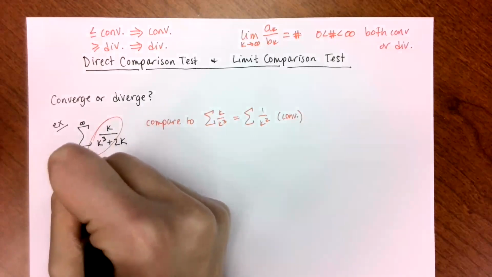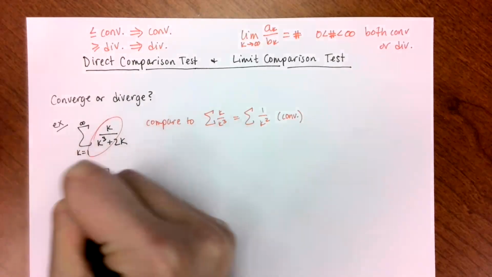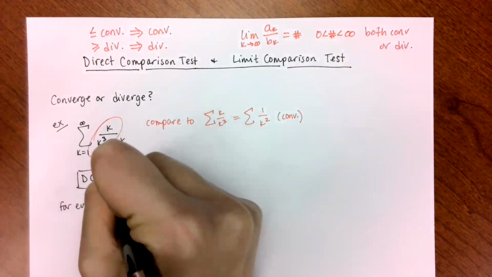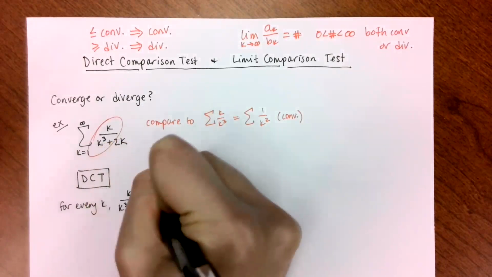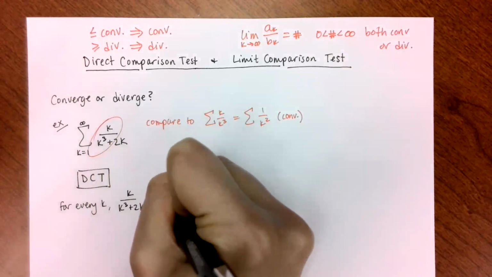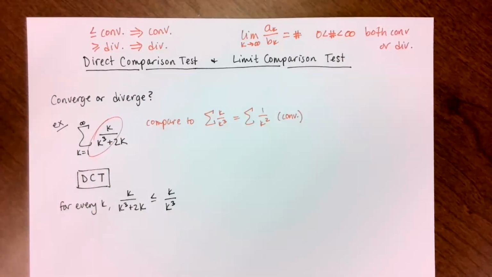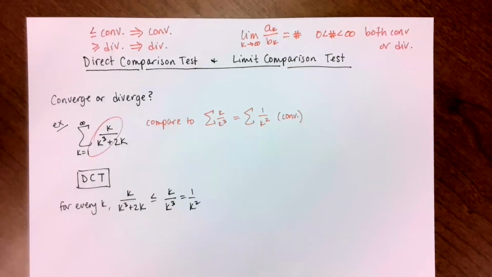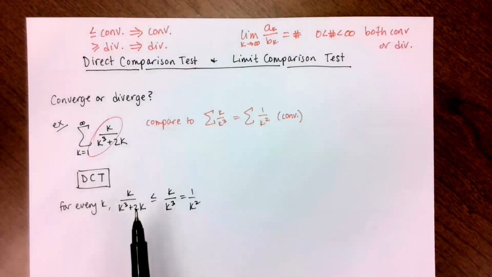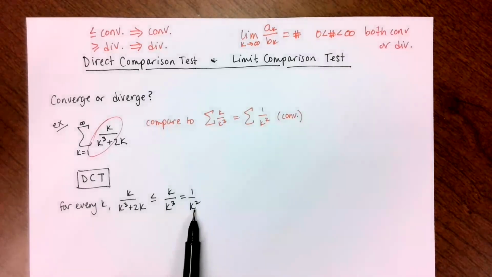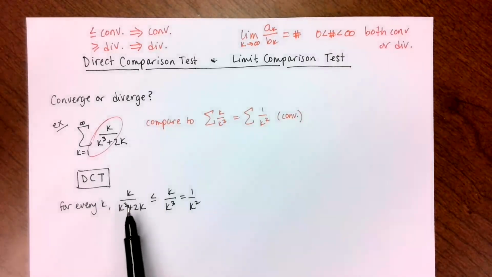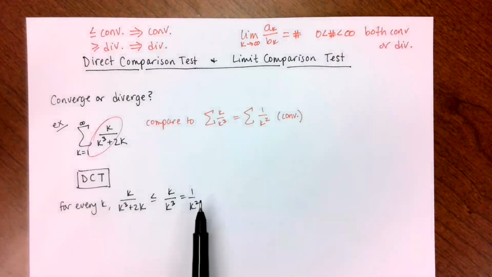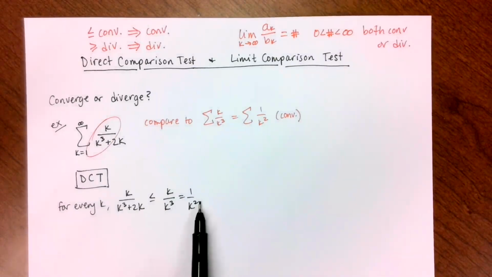So for every k, it's true that k over k cubed plus 2k is less than or equal to the same expression, but without the plus 2k, which of course simplifies to 1 over k squared. So by saying that our terms are less than these terms, we mean if you graph them, at least the dots that go with this series, these dots are always underneath these dots. So the sum of all of these will be less than the sum of all of these.